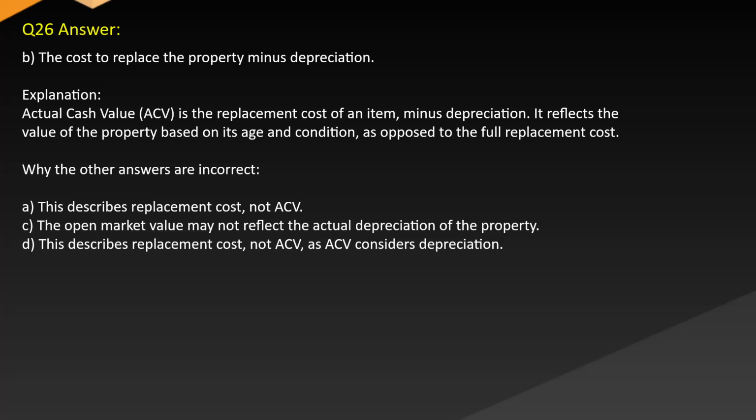Why the other answers are incorrect. A. This describes replacement cost, not ACV. C. The open market value may not reflect the actual depreciation of the property. D. This describes replacement cost, not ACV, as ACV considers depreciation.